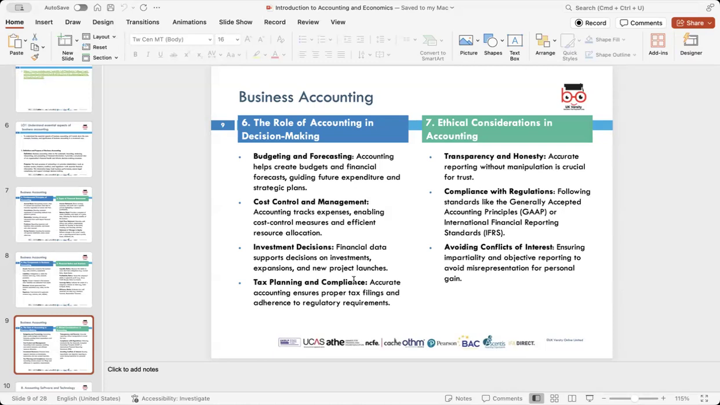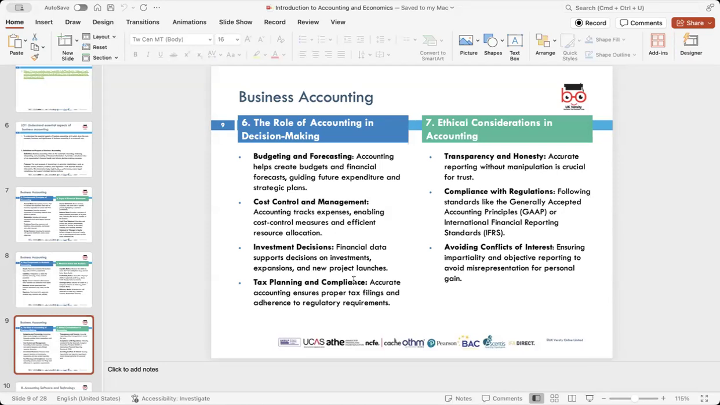So, ethical consideration in accounting ensures trust, fairness, and legal compliance. Transparency and honesty are fundamentals in financial reporting. Manipulating financial statements to show inflated profits or hiding liabilities can lead to serious legal and reputational consequences. Compliance with accounting regulations such as GAAP, Generally Accepted Accounting Principles, or IFRS, International Financial Reporting Standards, ensures consistency and fairness in financial reporting.